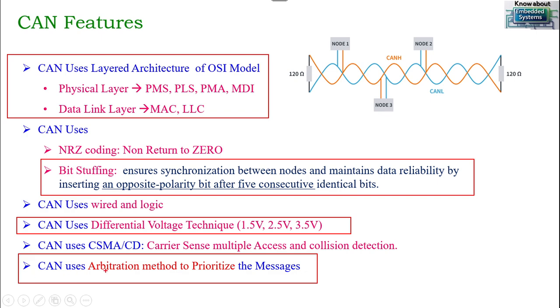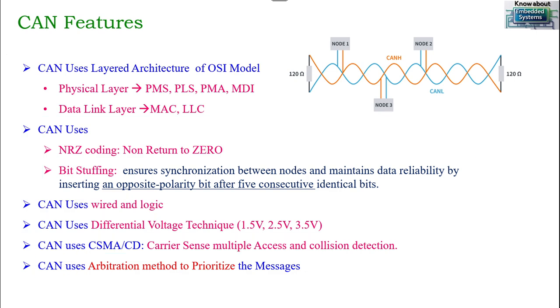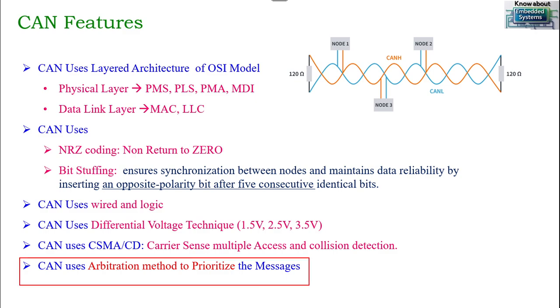Now coming to the topic here, the CAN protocol uses an arbitration mechanism. Arbitration is nothing but a bitwise operation, and based on this bitwise operation, the CAN protocol decides which message has to go first and which has to go next. That process is decided by the distributed arbitration process in order to prioritize your messages.